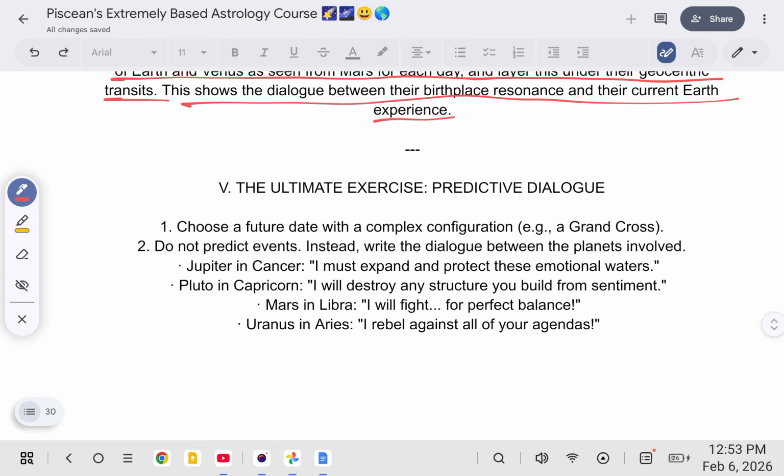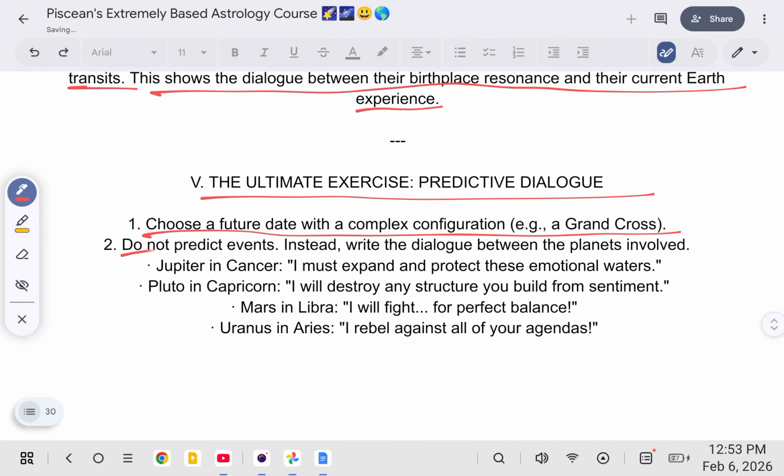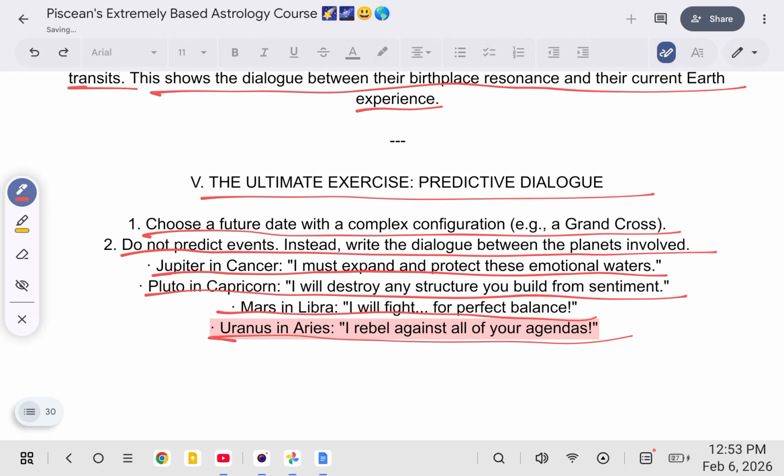Okay, here's the ultimate exercise, predictive dialogue. We choose a future date with a complex configuration, for example, a grand cross. We don't predict events, instead we write the dialogue between the planets involved. Jupiter in Cancer: I must expand and protect these emotional waters. Pluto in Capricorn: I will destroy any structure you build from sentiment. Mars in Libra: I will fight for perfect balance. Uranus in Aries: I rebel against all of your agendas.